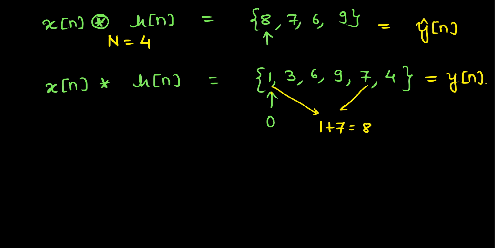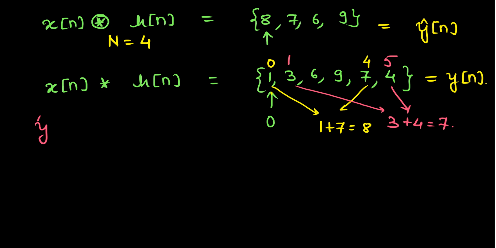Similarly, if we look at this 7 here, it can be represented as the addition of 3 and 4, which is equal to 7. Now if we check the index, or the position, of the values here, we know that this 1 is located at 0 and this 7 is located at 4. Similarly, this 3 is located at 1 and this 4 is located at 5.